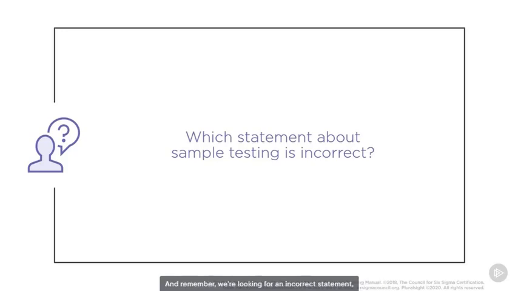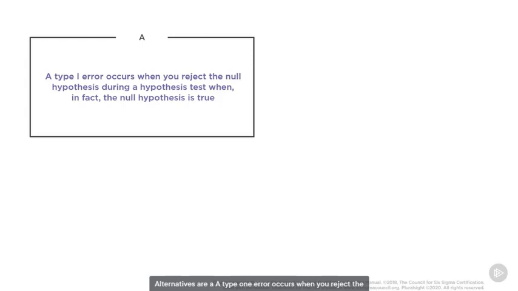And remember, we are looking for an incorrect statement, not for the correct statement. Alternatives are A. A type 1 error occurs when you reject a null hypothesis during a hypothesis test when in fact the null hypothesis is true.